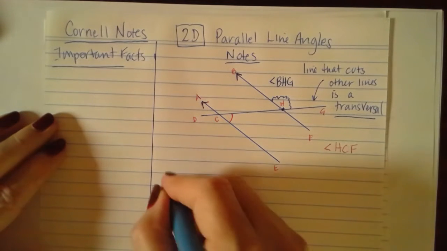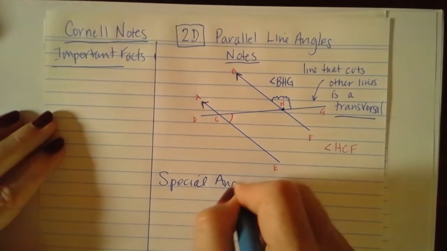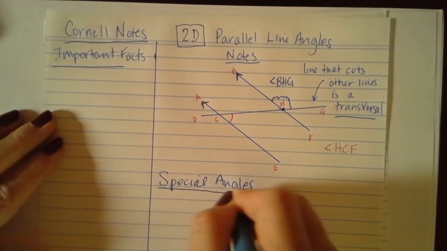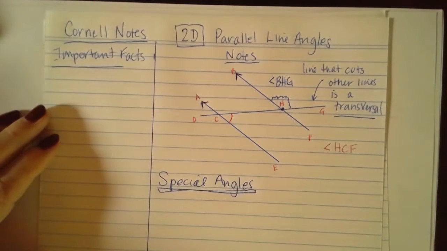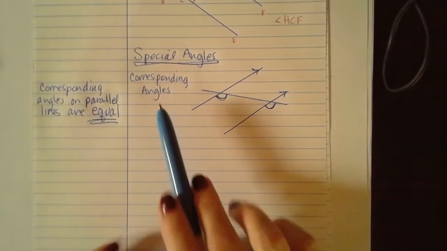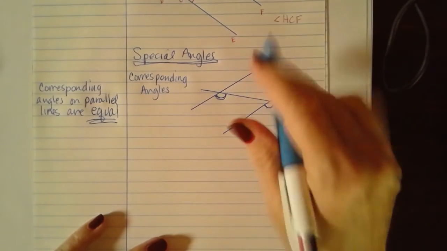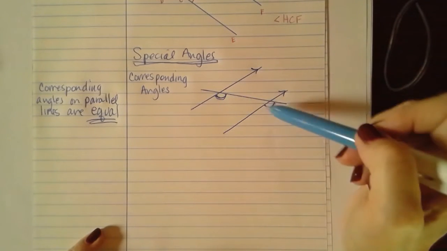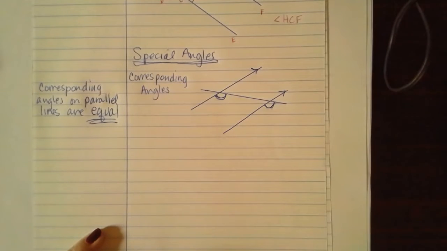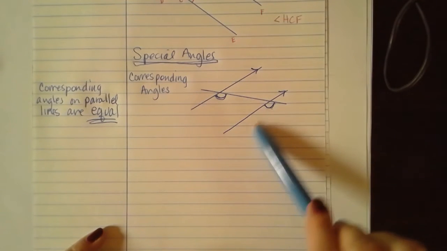All right, we have some special angles we need to talk about. And I'm going to write down some pictures and names of these special angles that go with parallel lines. The first set of special angles I'm going to talk about are corresponding angles. I've marked a pair right here with my parallel lines and my transversal. You'll note that the angles that are corresponding are on the same side of the transversal, so they're both kind of under the transversal here. One of them is between the parallel lines and one of them is outside the parallel lines.